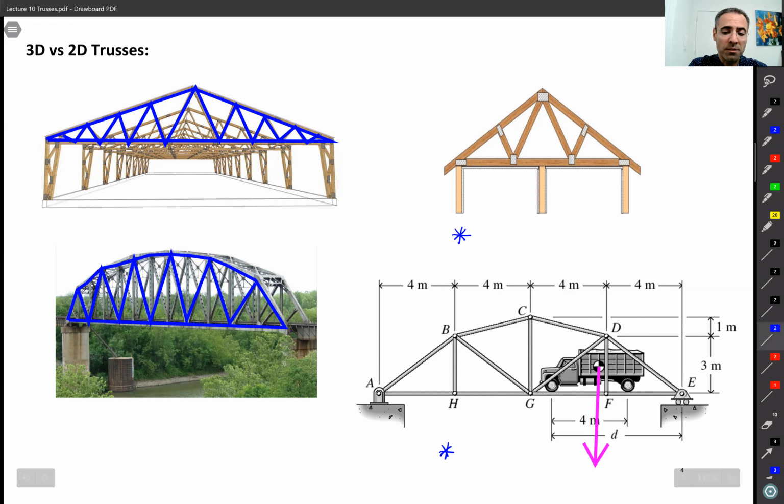Something that distinguishes trusses from frames is that trusses are all made out of two force members. Look at this truss, for example, all of these members are two force members. Like CG is a two force member, DG is a two force member, right? All of them are two force members. So we don't have any three force members or any other things in a truss. Okay. And yeah, so let's then move on. Any questions so far?